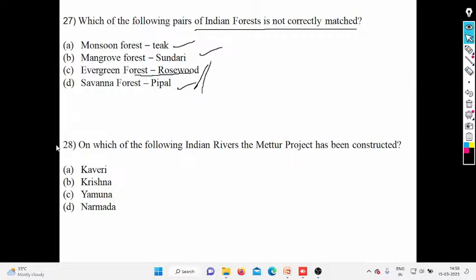We'll discuss this one. On which of the following Indian rivers has the Mettur Dam project been constructed? Kaveri, Krishna, Yamuna, Narmada. It is Kaveri.